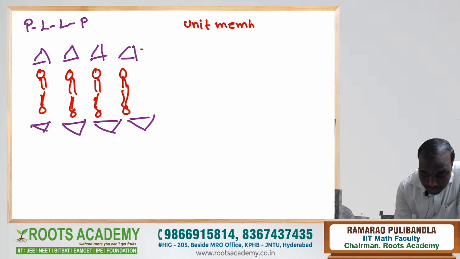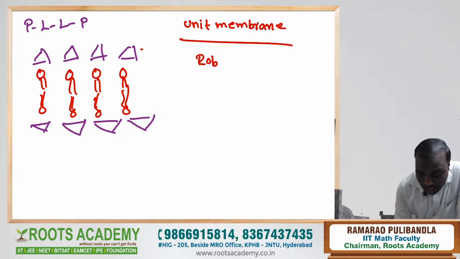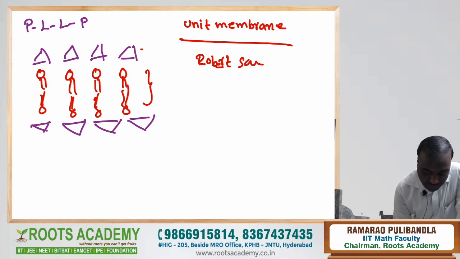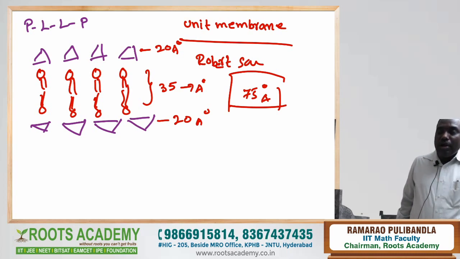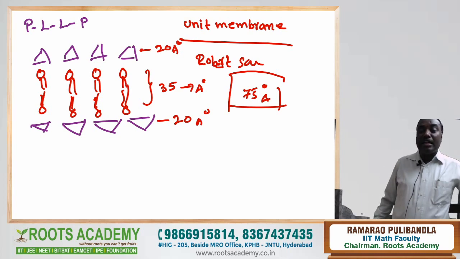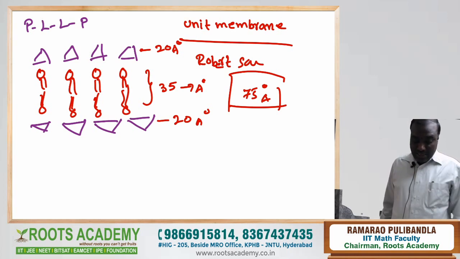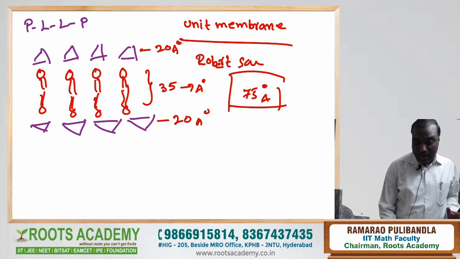Unit membrane model, which was proposed by Robertson. According to this model, each protein layer is 20 angstroms thick. Both lipid layers are 35 angstroms thick. So the thickness of the plasma membrane is about 75 angstroms. This is called the unit membrane model. This model is also not accepted. Why? Because different biological membranes differ in their composition and in their thickness. That's why the unit membrane model is also refused.